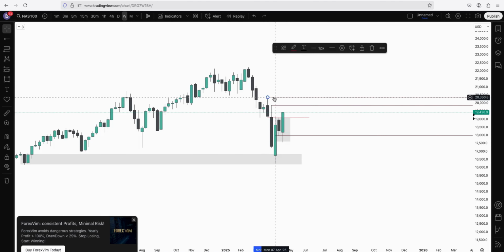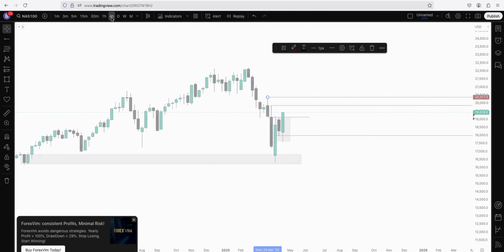This is where my eyes will be. I'm not looking at anything down here because we've taken out the liquidity here. We took out the liquidity and we closed above. So that's a strong indication that we're going higher. All right. So we'll have these two targets here. So how are we going to trade this?